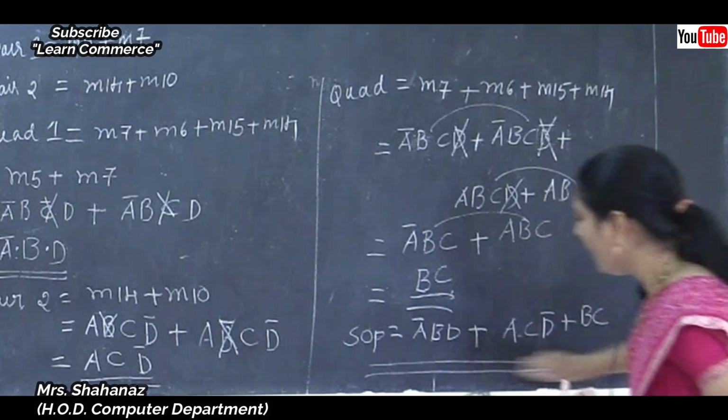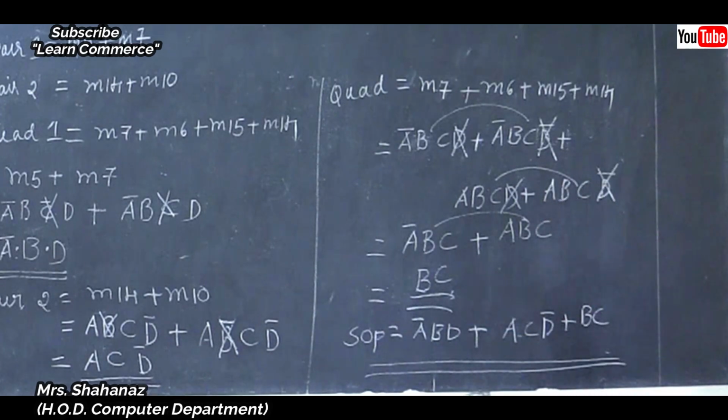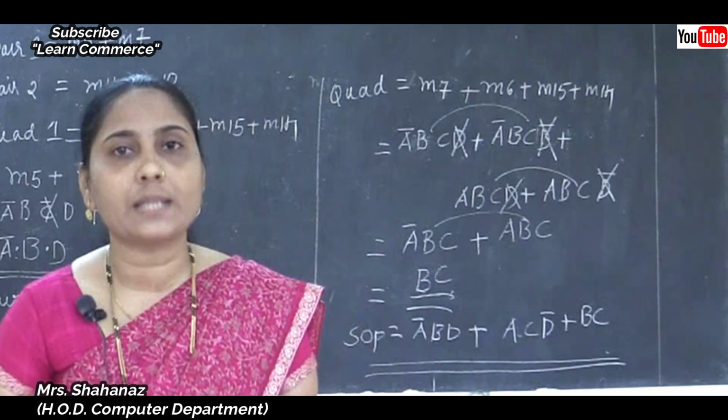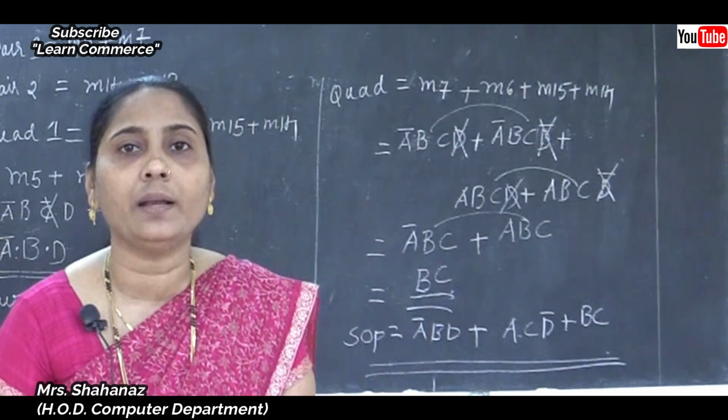So this is the SOP reduction by using the overlapping groups. We know the meaning of overlapping: the same one can be encircled more than once.